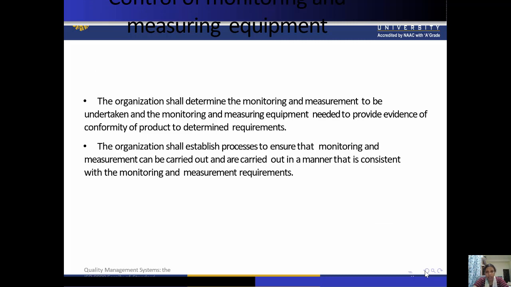Control of monitoring and measuring equipment. The organization shall determine the monitoring and measurement to be undertaken and the monitoring and measuring equipment needed to provide evidence of conformity of the product to determined requirements. The organization shall establish processes to ensure that monitoring and measurements can be carried out and are carried out in a manner that is consistent with the monitoring as well as measurement requirements.